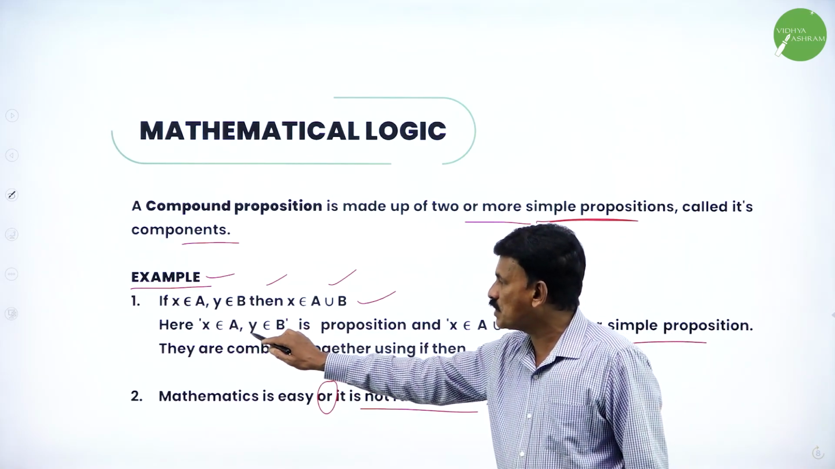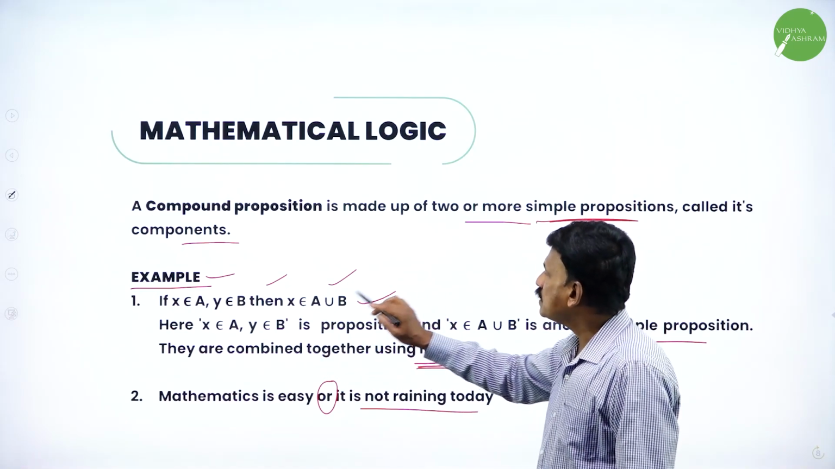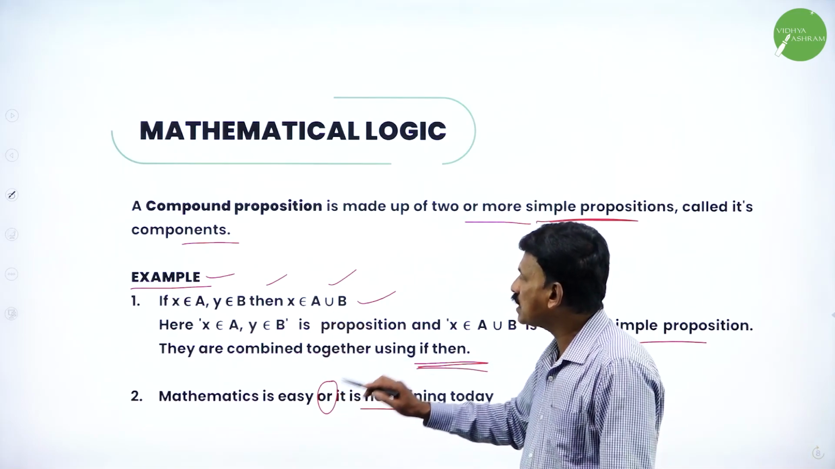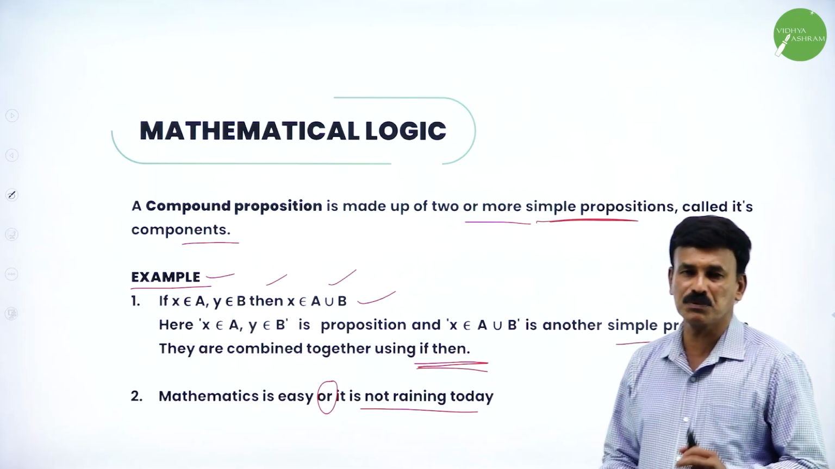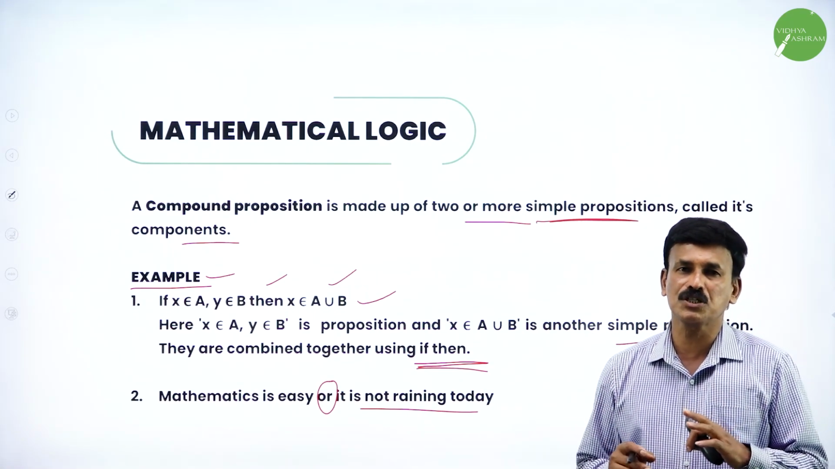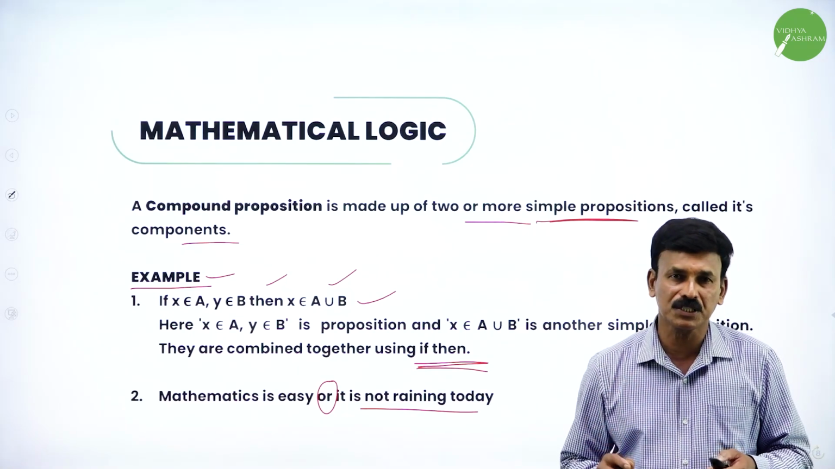Here also, X belongs to A, Y belongs to B is a simple proposition. Then X belongs to A union B is a simple proposition. These two are connected by using a connective, if then, and that is called a compound proposition. So if two or more simple sentences are connected using a connective, we get a compound proposition, and they are called the connectives.